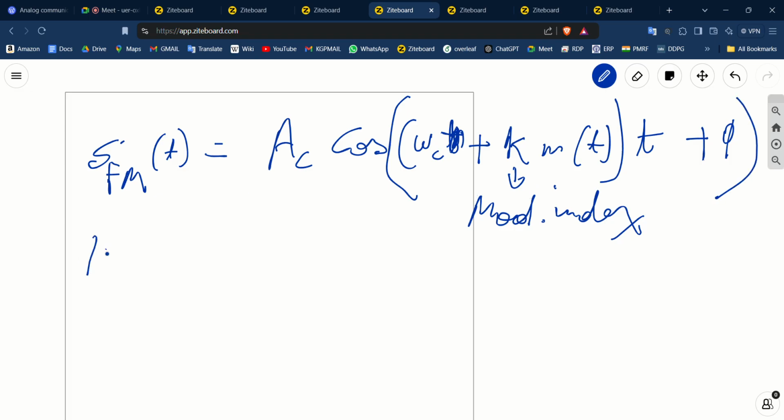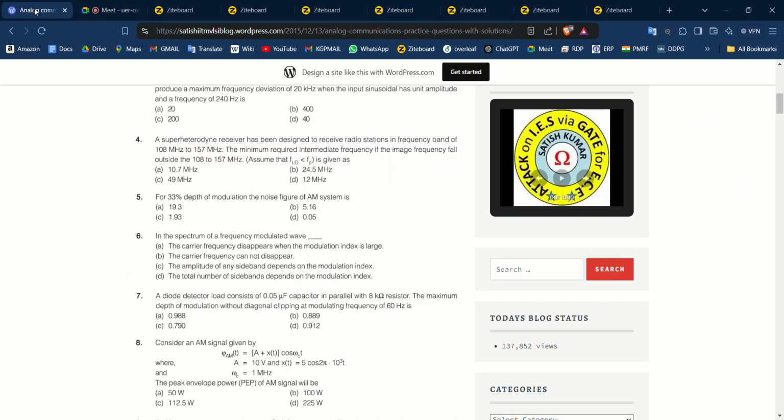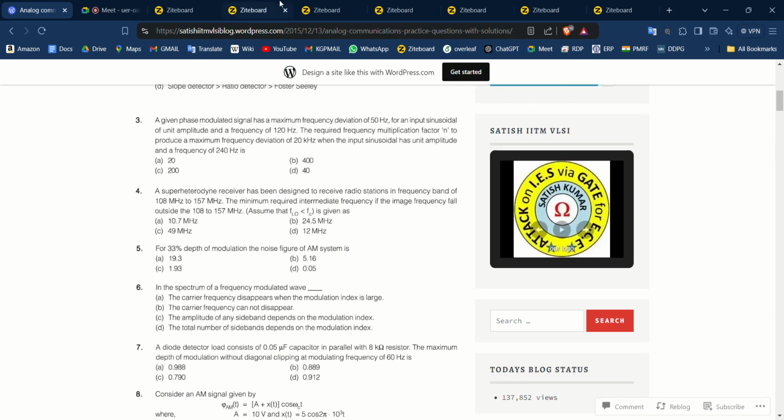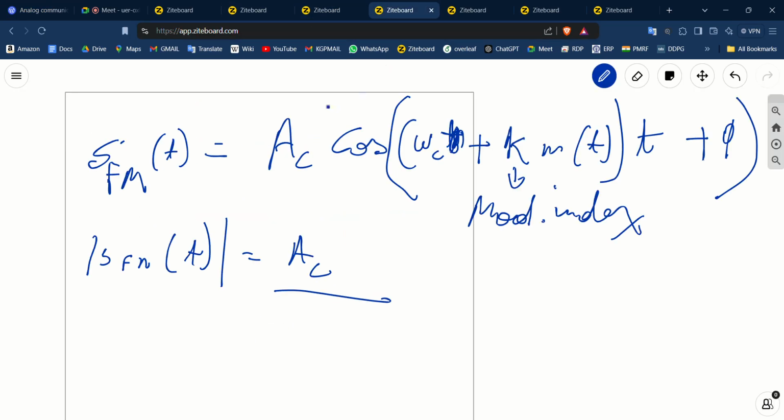Now the amplitude of the FM signal is always Ac. So the phase of the carrier might change, but the carrier will never disappear. So option A is wrong. And second, the amplitude and total number of sidebands does not depend on the modulation index here, because the modulation index is inside the phase, so it has no power to alter the amplitude. Thus, for question number 6, the option will be B: the carrier frequency cannot disappear.